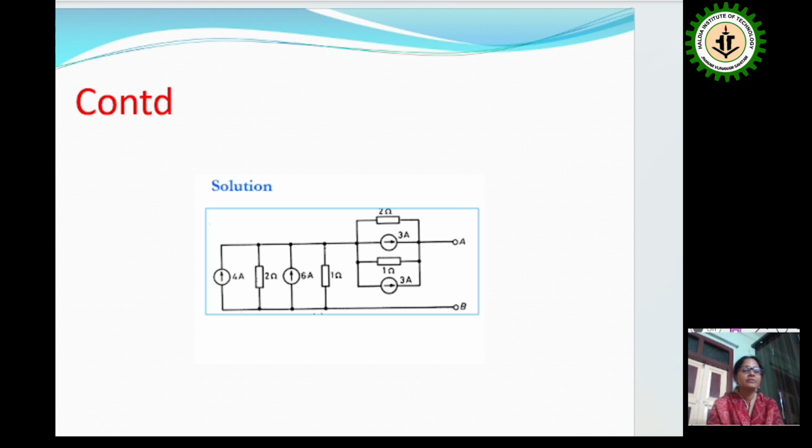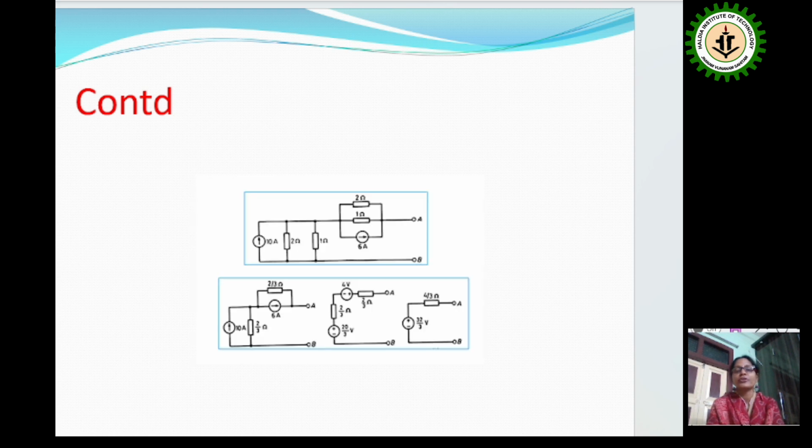After that, as these two current sources are connected in parallel, the equivalent current will be equal to the summation of these two currents, that means 10 ampere. And in the next part, here also two current sources are connected in parallel, so we get the equivalent current. Now these 2 ohm and 1 ohm resistances are connected in parallel, and here also 2 ohm and 1 ohm are connected in parallel. The equivalent resistance will be 2 upon 3 ohm, and here also 2 by 3 ohm.